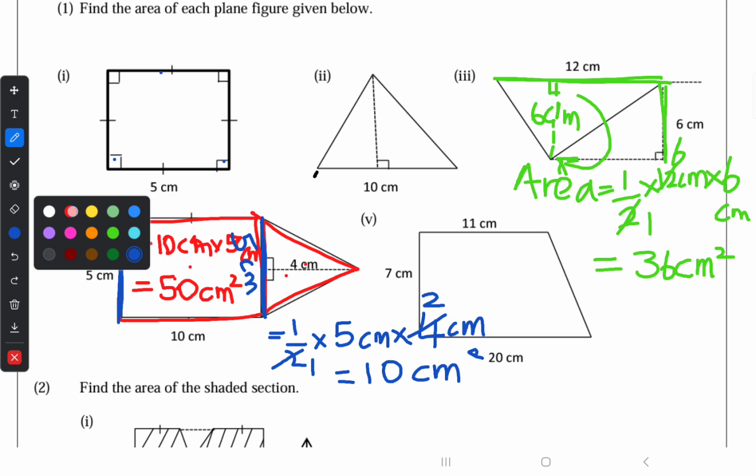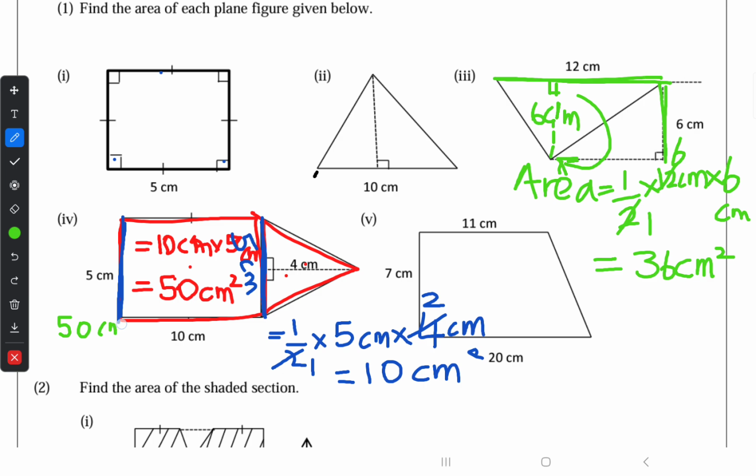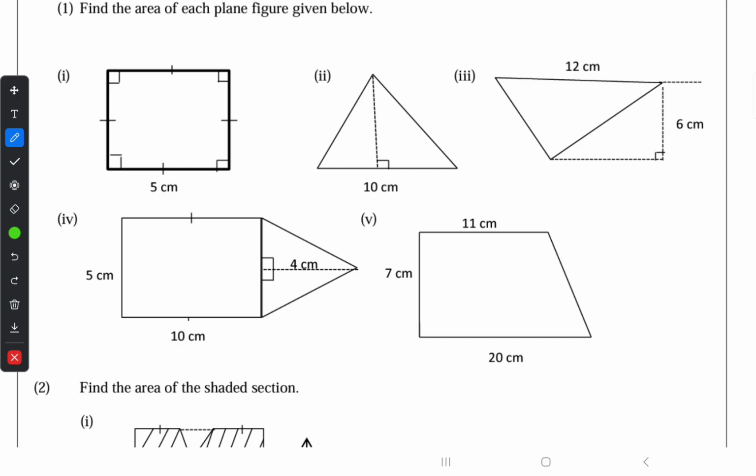Okay. Here the question is to find the area of this composite figure. We found the areas individually. For the rectangle it's 50 centimeters square and for the triangle it's 10 centimeters square. So the total area is 50 square centimeters added with the triangle's area, 10 square centimeters. So both together will give us the total area as 60 square centimeters. Okay, then the final question under this topic.